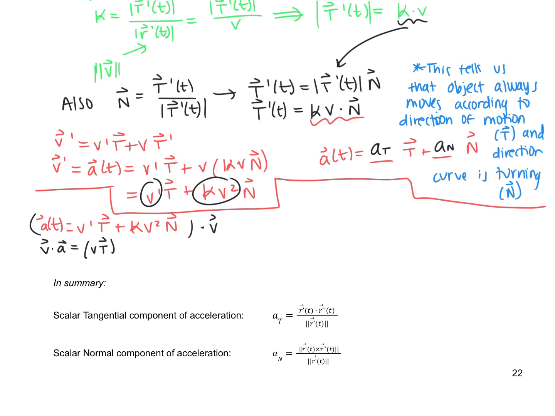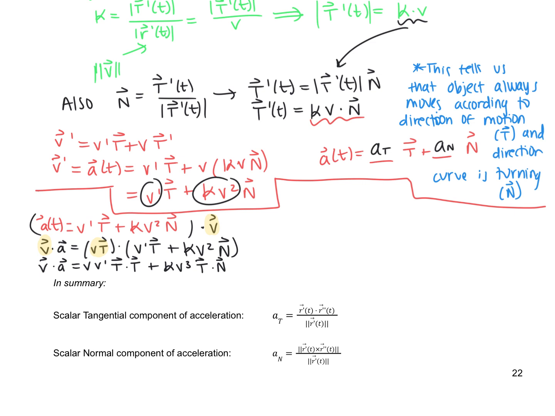And on the right side, another way that we can write v is as the magnitude times the unit tangent vector. So that's the expression that I'm going to use on the left side. So what I'm saying is these are the same, just different representations. And you're going to see why I'm going to do that in a minute. So that I have v prime times T plus k v squared times N. Okay, so what this gives me then is v dot a is equal to v times v prime, T dotted with T, plus curvature times v cubed, T dot N.